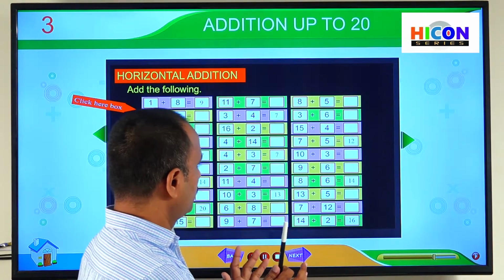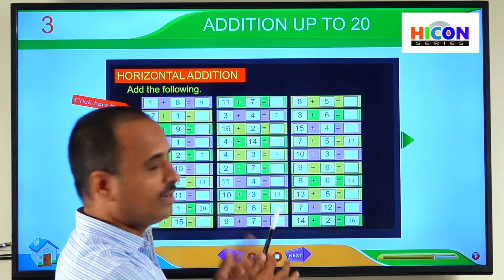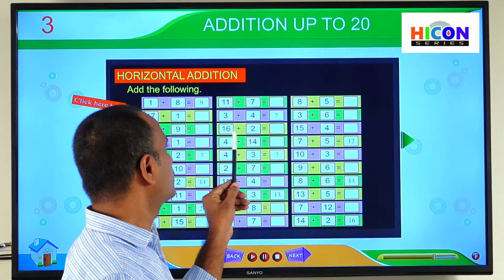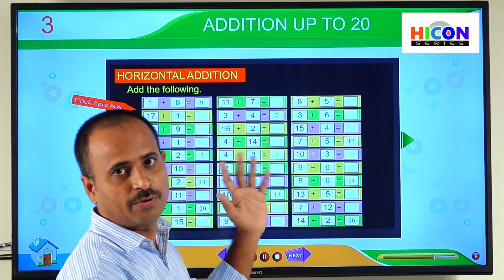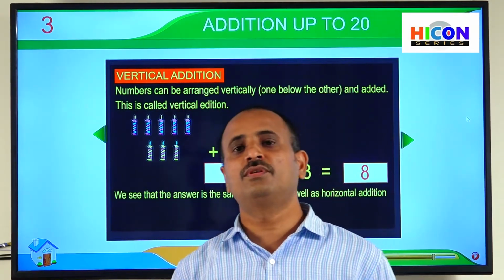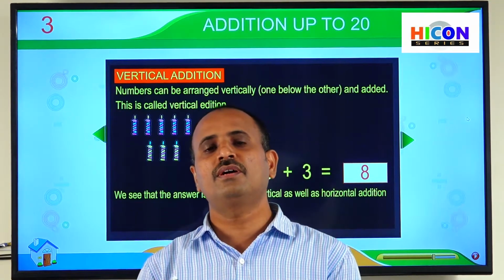So children, these are some examples on horizontal addition, and this way of writing one number beside the other, and this type of addition, is called horizontal addition. Practice the remaining problems at home with your children. Up to now we have discussed horizontal addition and we have practiced some problems on horizontal addition.